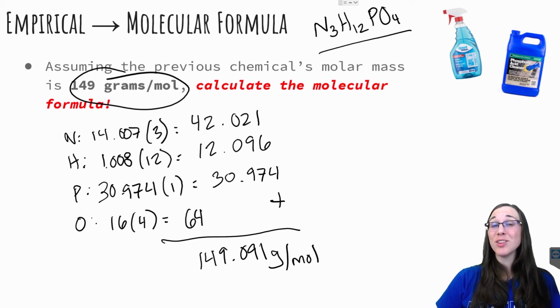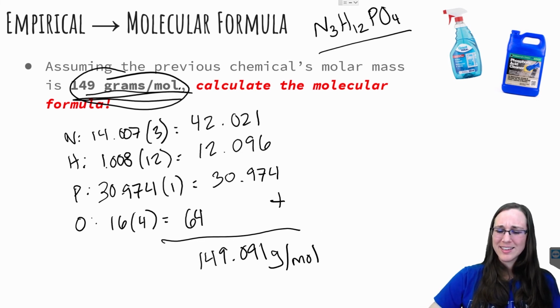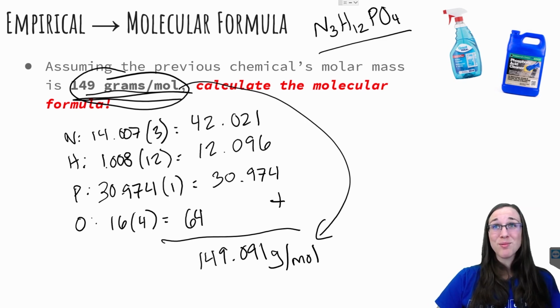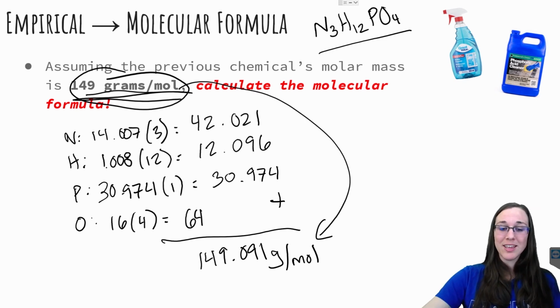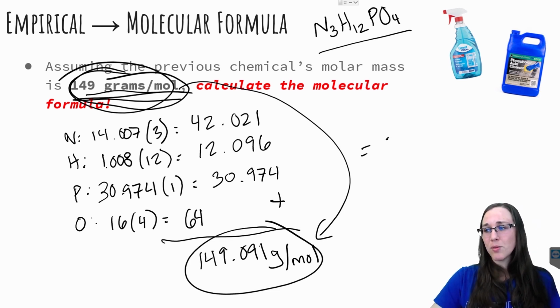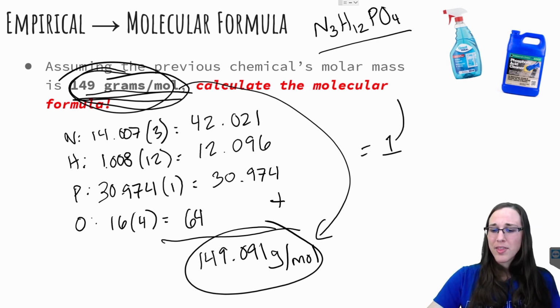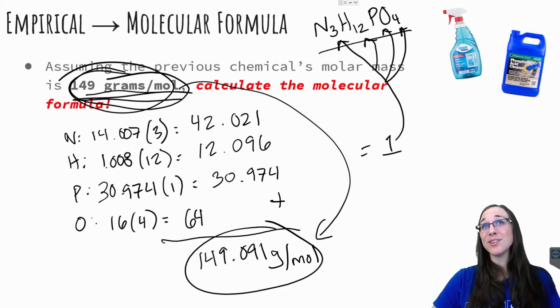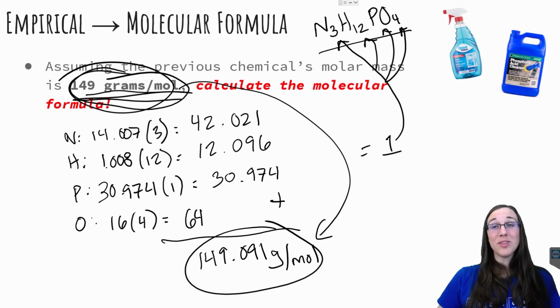Now to calculate the molecular formula, we were given the molecular mass of 149. Hey, isn't that the same thing? Okay, well, let's see. Step 3 was to divide our molecular mass by our empirical mass. If we divide those two things together, we get 1. And then we would just multiply that 1 by all the subscripts provided, which still gives us the same answer, N3H12P1O4. So in this case, our empirical formula and the molecular formula are the same thing. So the chemical that we yield when we would mix ammonia and phosphoric acid together is N3H12PO4.